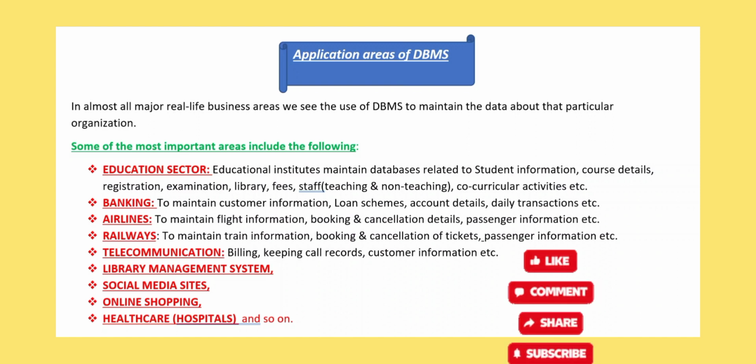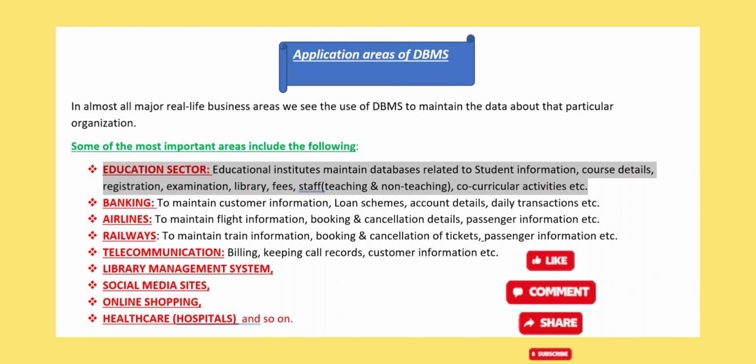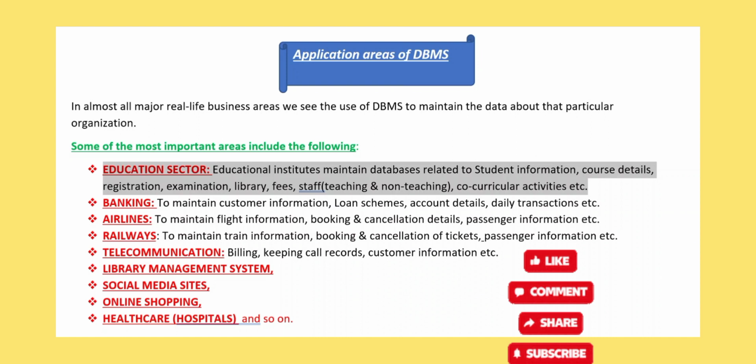Like the first one you can see I have mentioned here is the education sector. Now education sector includes schools and colleges, all fine. So in schools and colleges, educational institutes maintain databases related to student information, means for students who are taking admission in the school or college, their complete information database is stored. Now course details, what are the courses that particular school or organization is conducting, about those details database is stored. Next is registration, examination, library, fees, about staff, whether they are teaching or non-teaching doesn't matter, but related to the staff, database is stored.